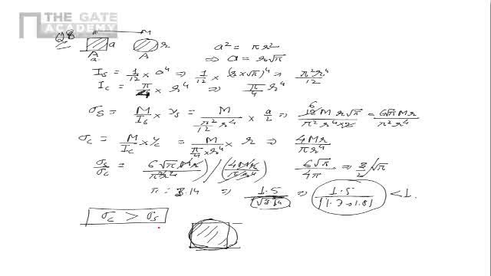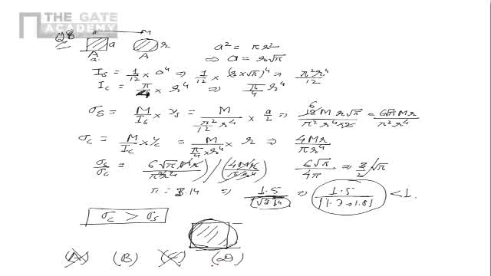Answer A is: maximum bending stress developed in both the beams is the same. Wrong. So option A is wrong. Option B is: the circular beam experiences more bending stress than the square one. That is the right answer. Option C is: the square beam experiences more bending stress than the circular one. That is also wrong.